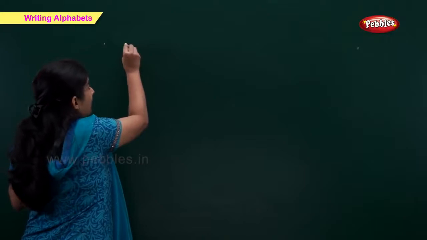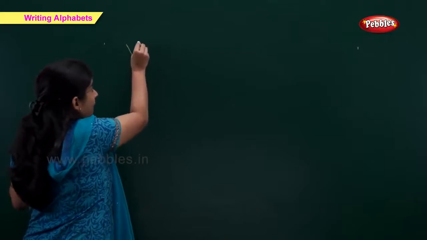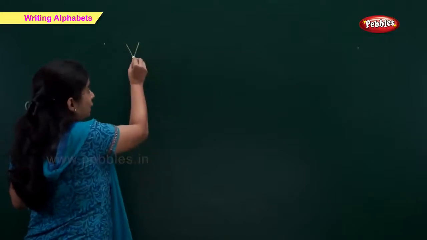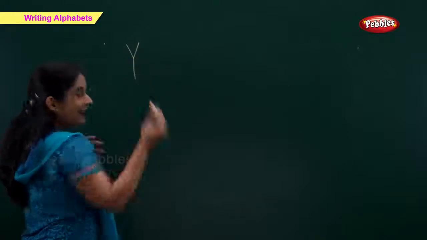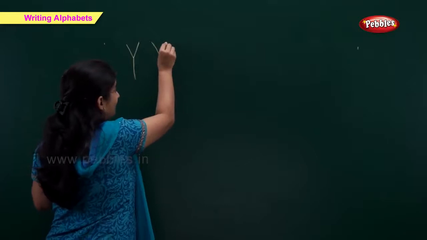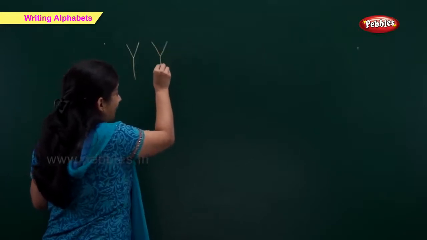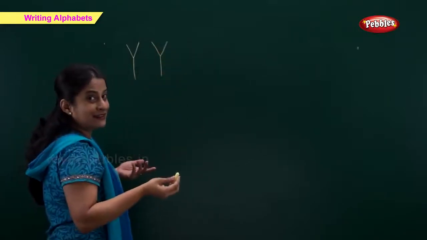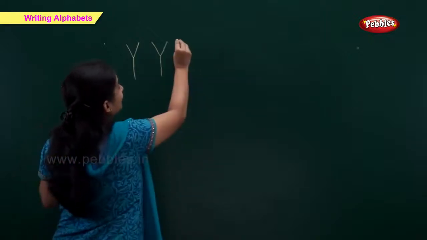Now it's time to write Y. First, draw a V and join it by a standing line. V joined by standing line is Y.